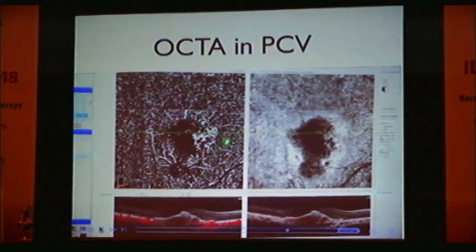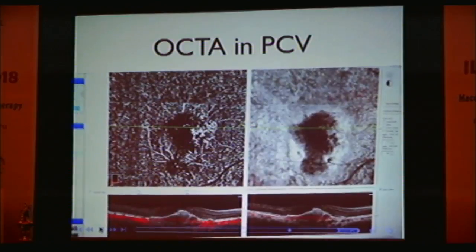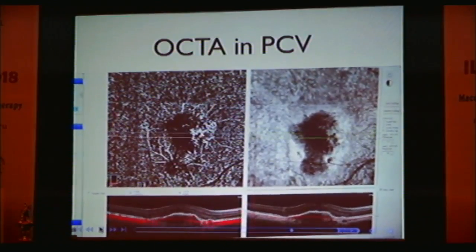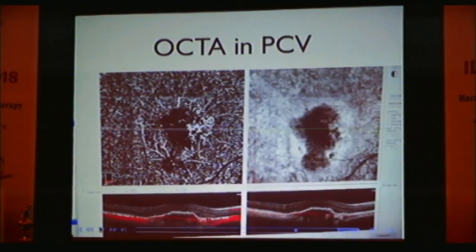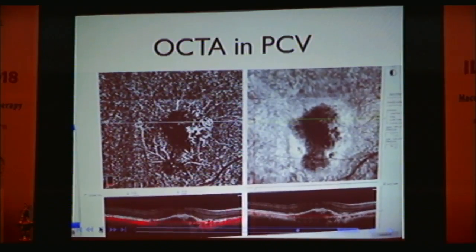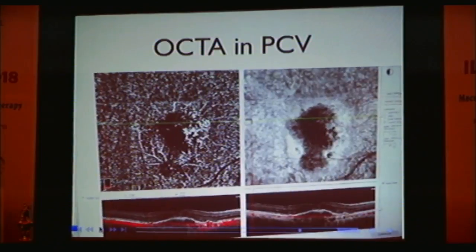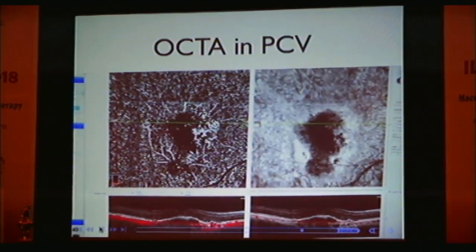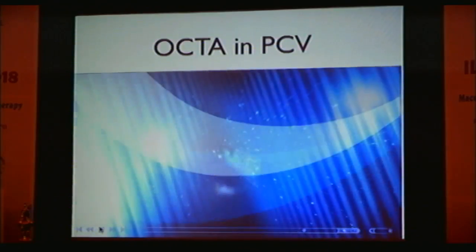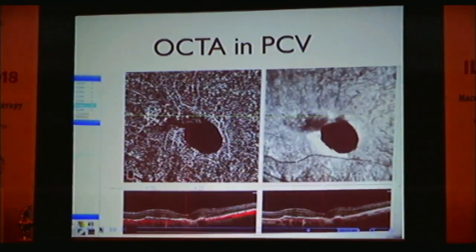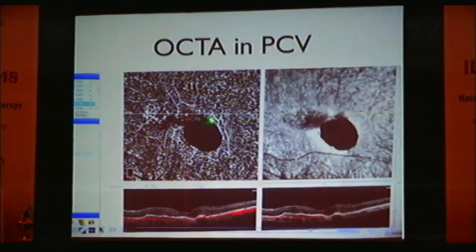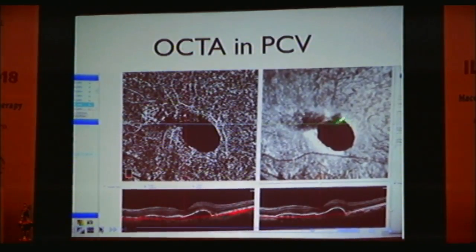This is where our polyps are. In all these patients, after spending so many years, I've been doing this for the last 2 years now, and I can't remember any patient where I was suspecting and looking for polyps and have missed them. So this is where our polyps are.